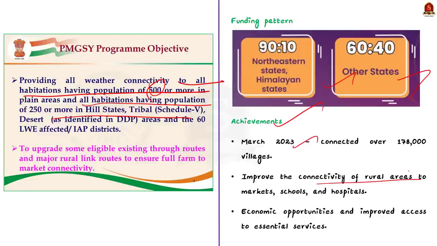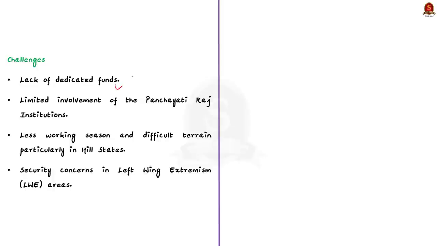Despite these achievements, there are some drawbacks in implementing the scheme. The government has not been able to provide the necessary funds to complete all the projects under PMGSY. This has led to delays in road construction, and some villages have had to wait years for their road to be built. The Panchayati Raj institutions are responsible for implementing PMGSY projects in rural areas. However, these PRIs have not been involved in the planning and execution of these projects. This has again led to delay of projects.